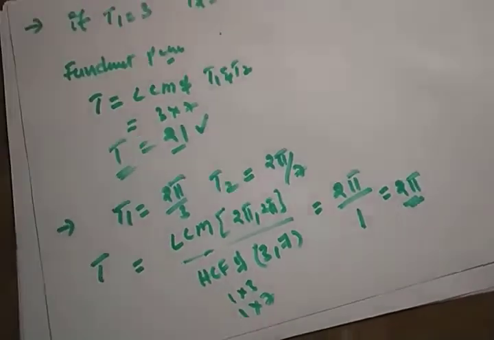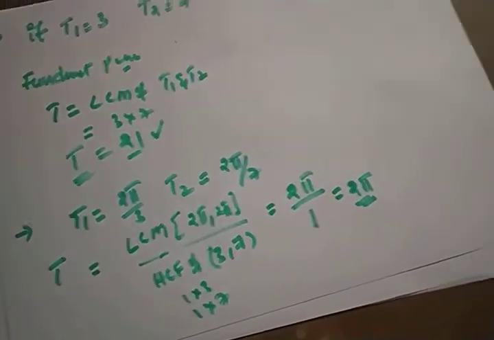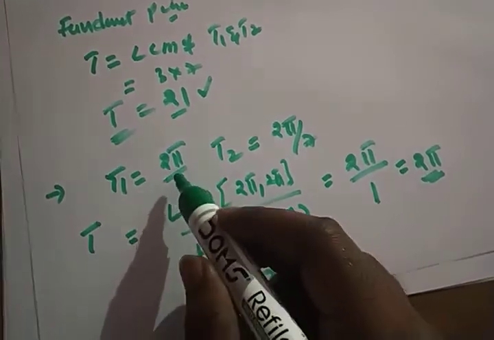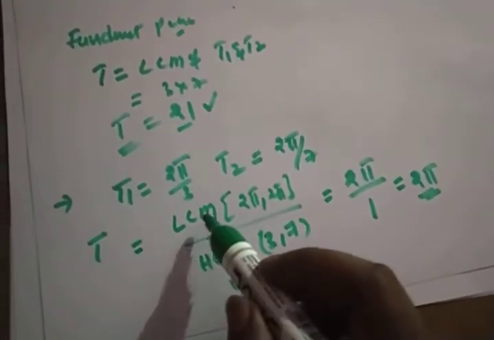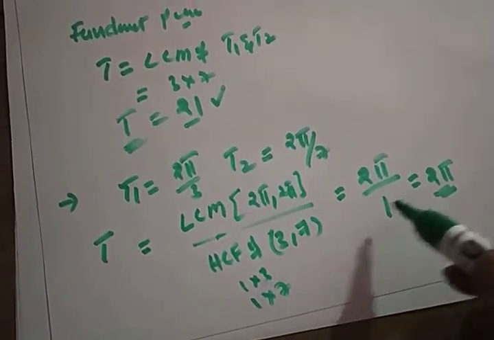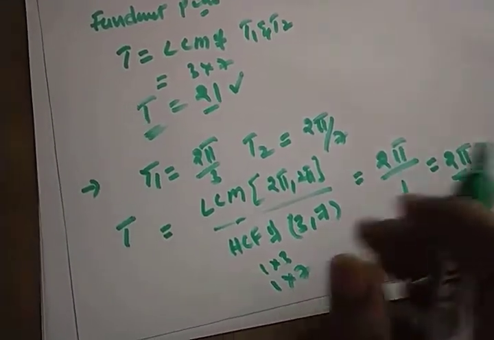That's right. What is the fundamental time period? T is equal to 2 pi. If it is in fraction form, you calculate the LCM of the numerators divided by the HCF of the denominators. With this you will find the fundamental time period.